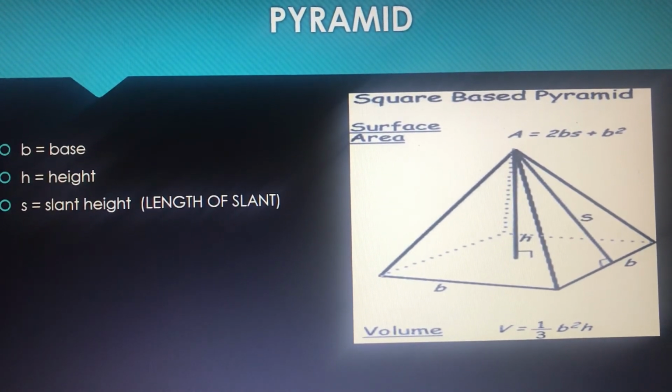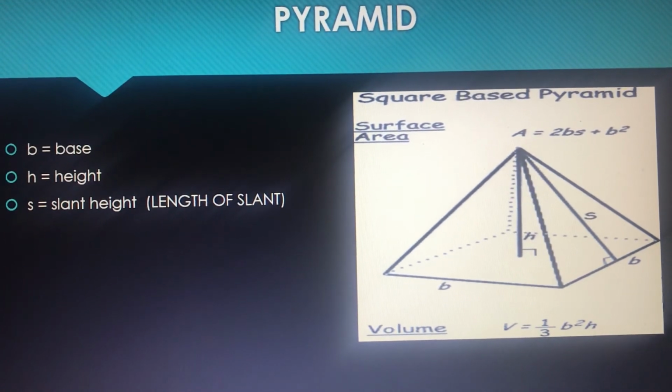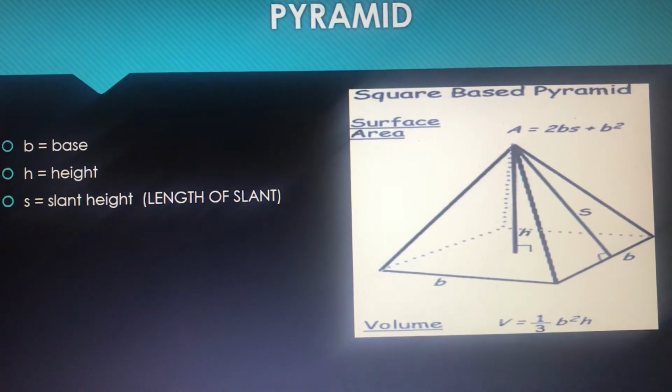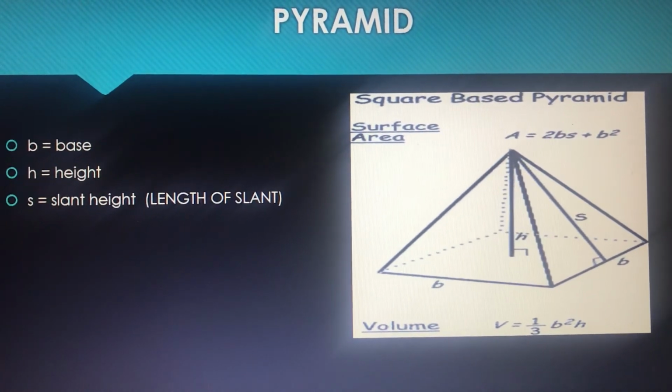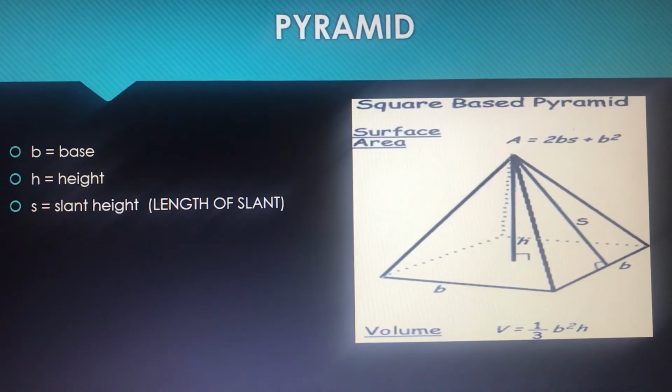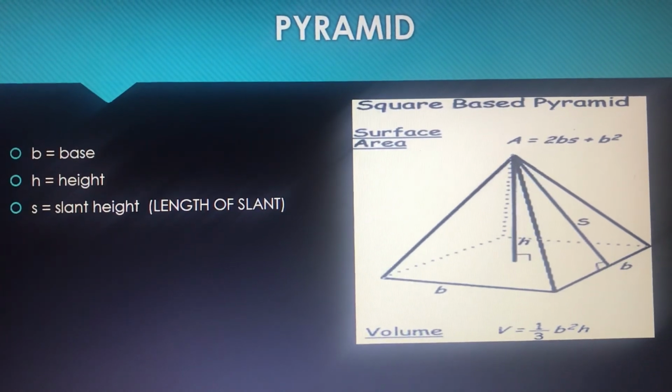Now, I wrote down a little key for you. B equals the base, which they labeled on the pyramid, which I think is great. H is the height, and S, of course, is the slant height or the length of the slant. And they have that all labeled for you, which I think is very convenient and helpful.